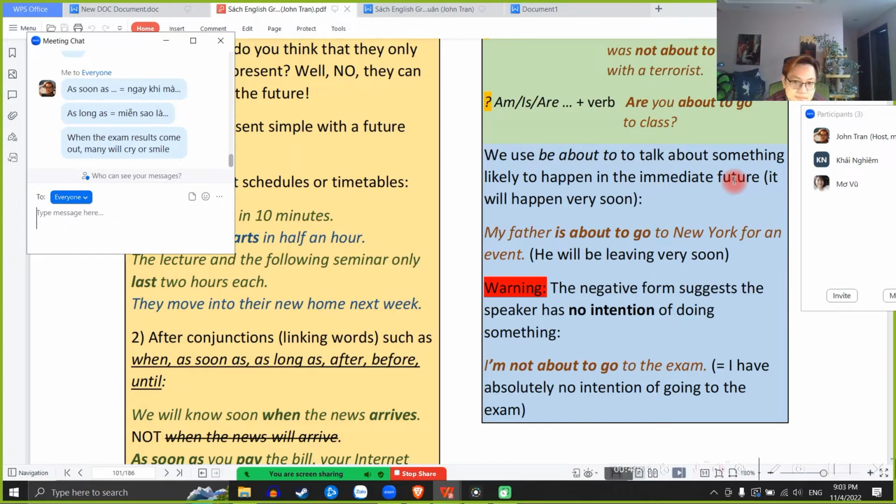Warning. The negative form suggests the speaker has no intention of doing something. I'm not about to go to the exam. I have absolutely no intention of going to the exam.